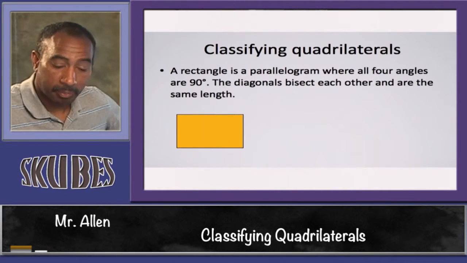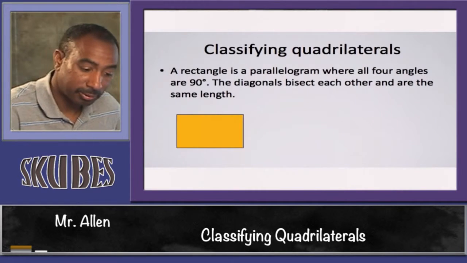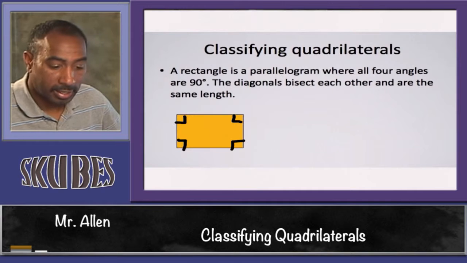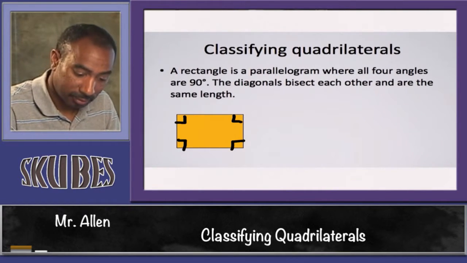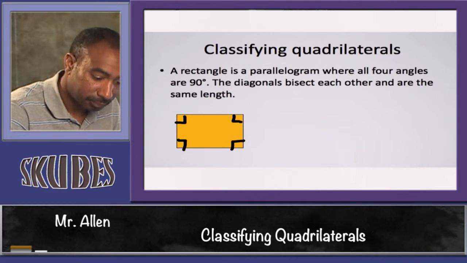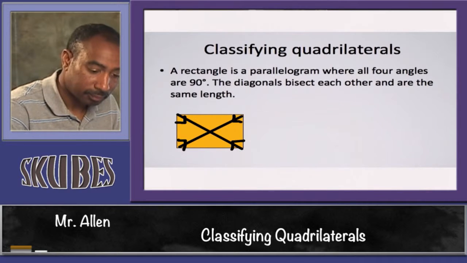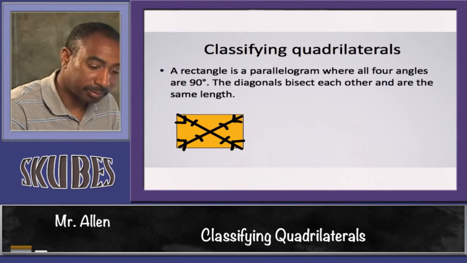A rectangle is a parallelogram where all four angles are 90 degrees. All four angles must be 90 degrees. And the diagonals bisect each other, and they're the same length. So you have a situation here where not only do they bisect each other, but they have to be the same length. So that means all four of these are going to be the same length there.